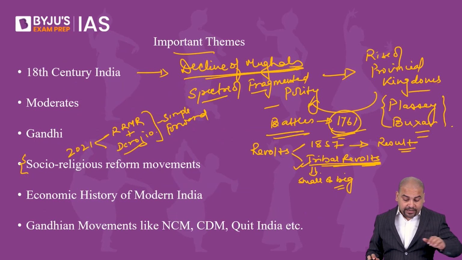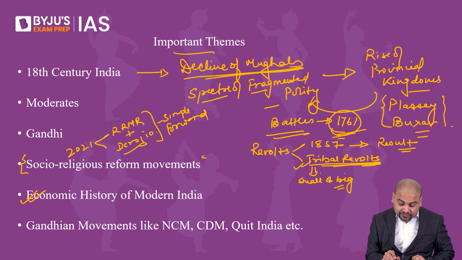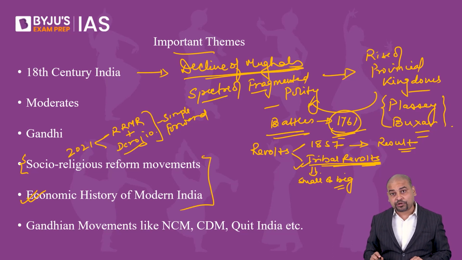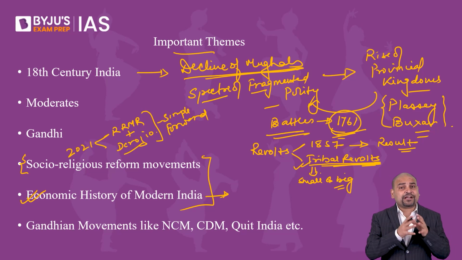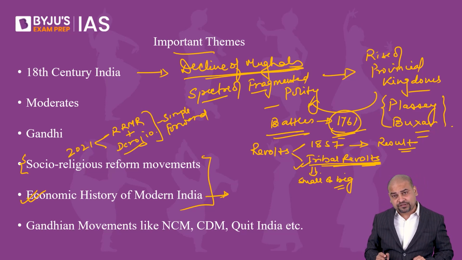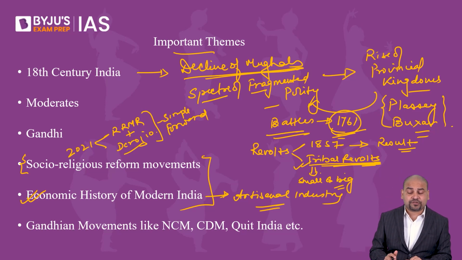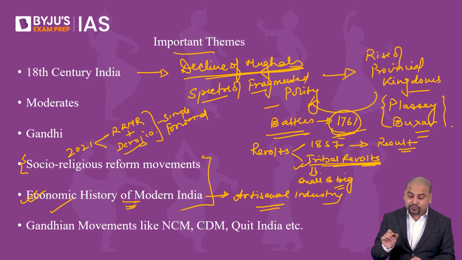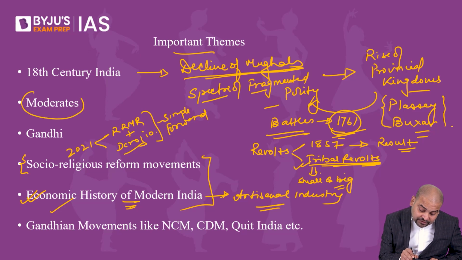Similarly, when we move ahead, economic history of modern India. Remember, both for prelims and mains, these two segments are very, very important. Questions have come, I think 3 or 4 questions have already come in the last 10 years based on this chapter. How the artisanal industry, local industries were destroyed after the arrival of the Britishers. Such questions have come from this section. They are continuously asking questions from this section.